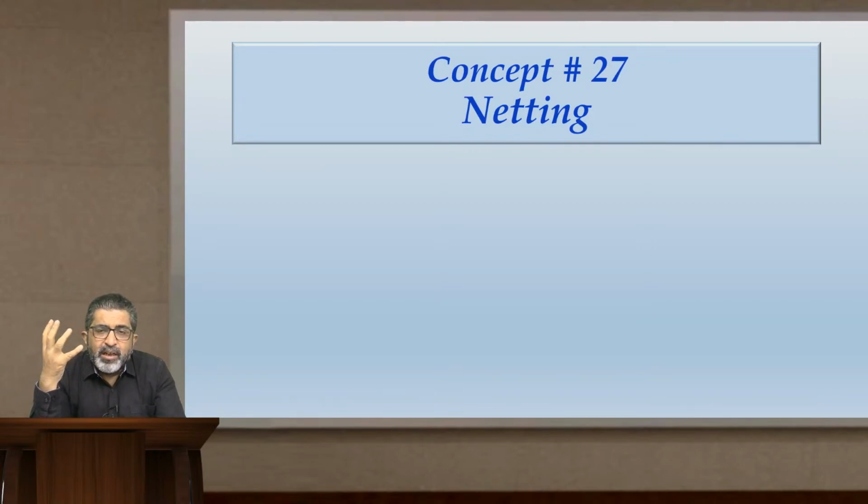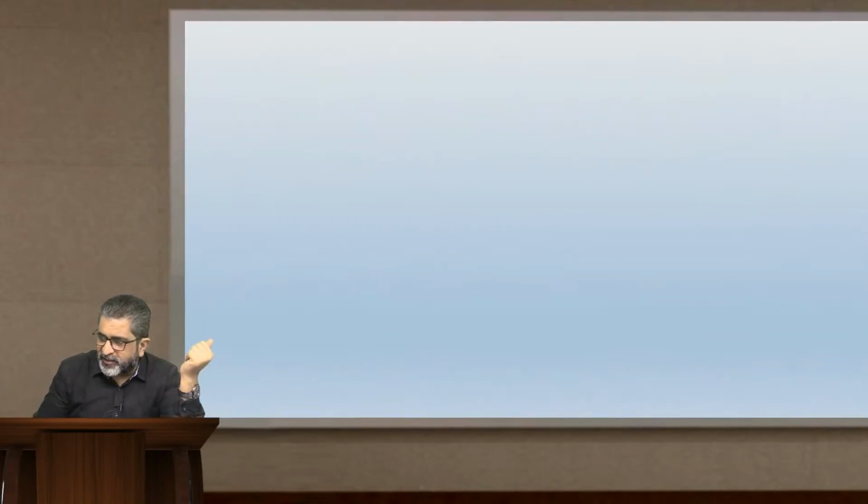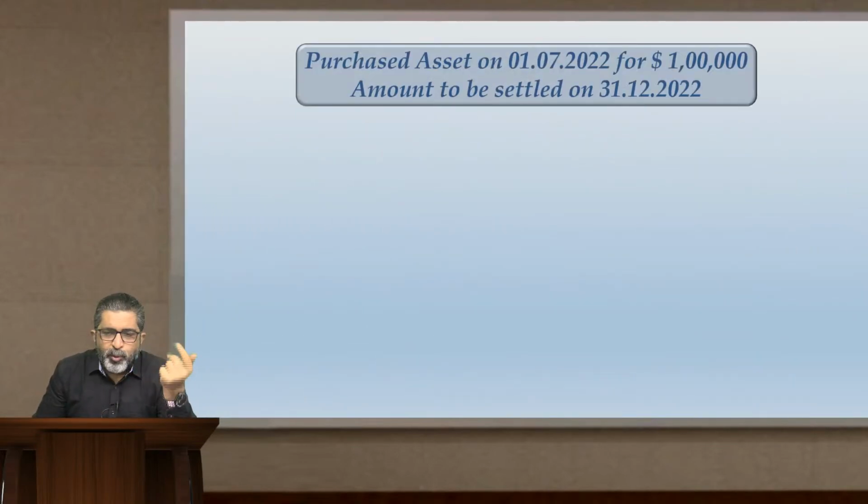See, netting is basically a situation where you have a receivable, you have a payable, and you just offset your receivable and payable. Let me give you an example so that you better understand this. Suppose I have purchased an asset on 1/7/2022 for $1 lakh. So for me, I'm an entity in India. I have purchased an asset for $1 lakh.